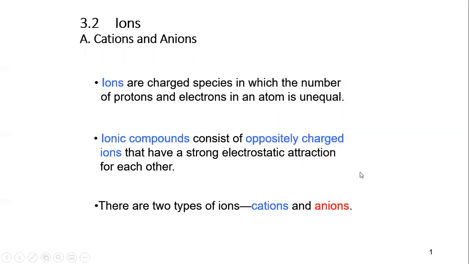And so there are two types, cations and anions. Cations, as we'll see, are positively charged, meaning that the number of protons is greater than the number of electrons. And anions are negatively charged, indicating that the number of electrons is greater than the number of protons. So if a species has fewer electrons than protons, it's a cation, which is a positive charge. If a species has more electrons than protons, it's an anion, which means it's negatively charged.